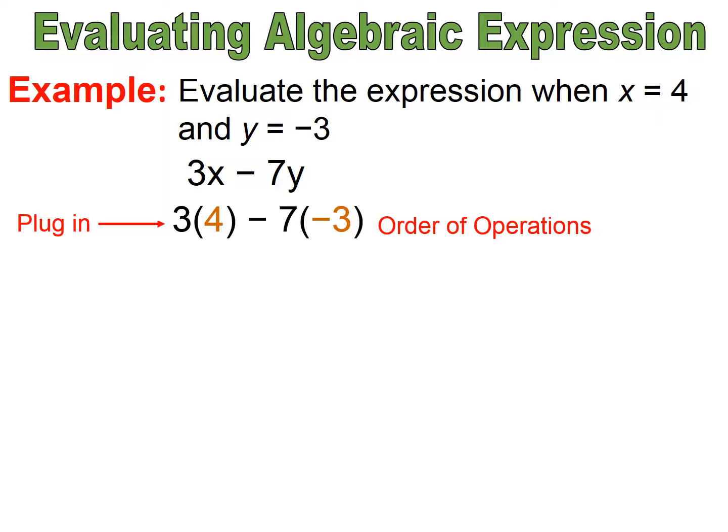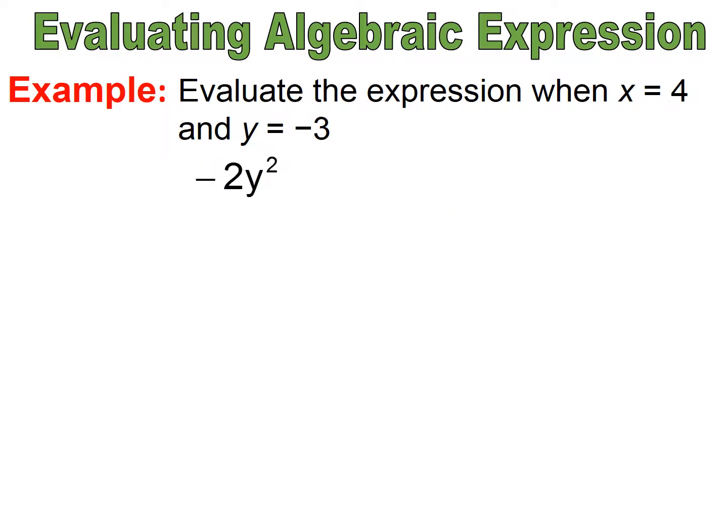And order of operations in this case means I have to multiply first, so I'm going to multiply the 3 times 4 and get 12. And in this case, I really have a negative 7 times a negative 3, which is going to give me a plus 21. And now I'll do the addition, and I get my result is 33. This next one you have to be careful with.